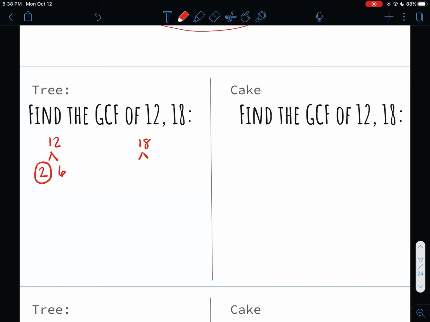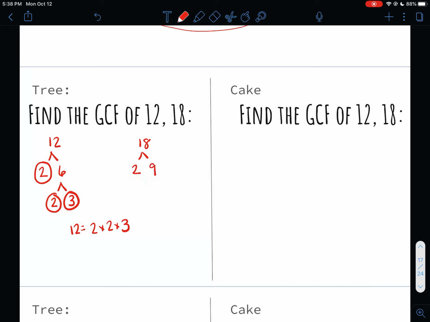2 is prime. 6 breaks down into 2 times 3. 2 and 3 are prime, so I'm done with that tree. So then I'm going to write down the prime factorization. 12 is 2 times 2 times 3. And then I'll go find it for 18.